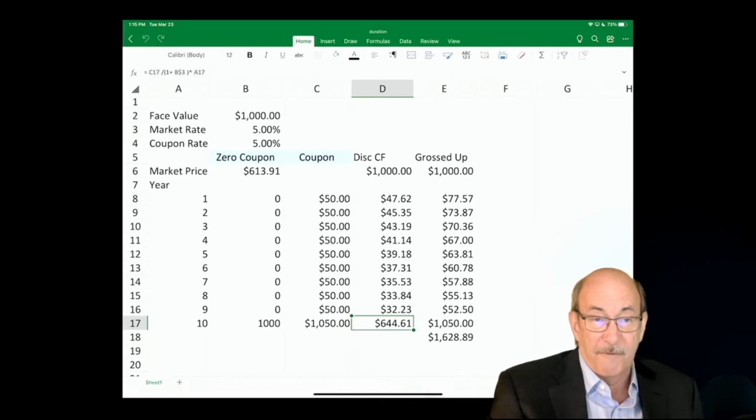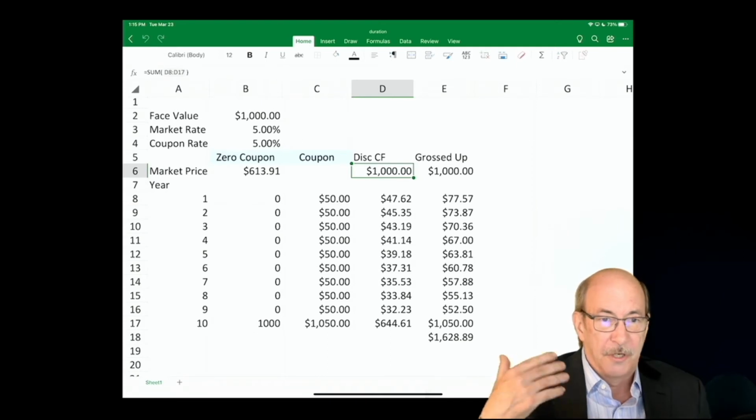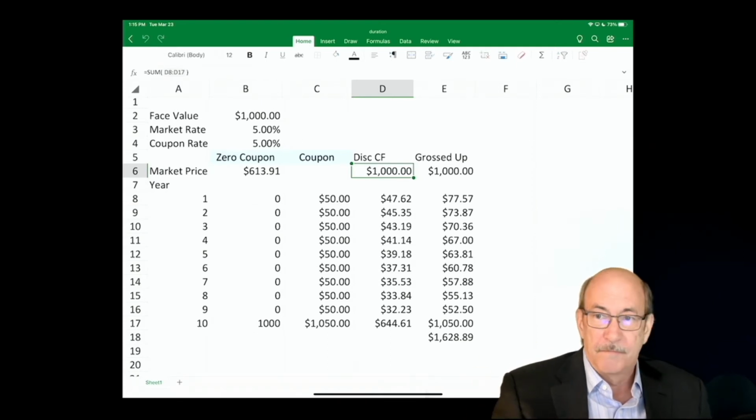So the present value of $1,050 10 years from now at 5% is $644.61. Then I go up here and add that whole mess up, and that gives me the market price of the bond. That's what you're accustomed to doing all the time, right?